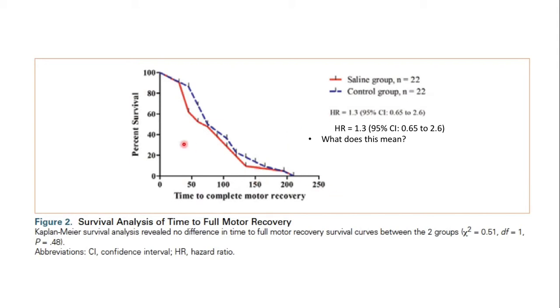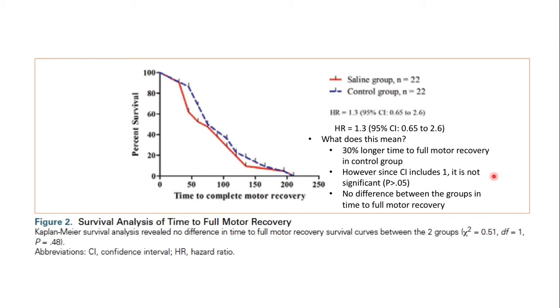Now, in this case, we did not have any censoring of data, so ignore these tick marks on here. The hazard rate ratio was 1.3, and the confidence interval, the measure of precision, was 0.65 to 2.6, a fairly large confidence interval. More importantly, it includes 1, so it's not statistically significant, and we can see that reported right here. What does that mean?